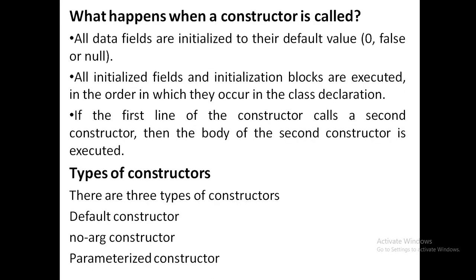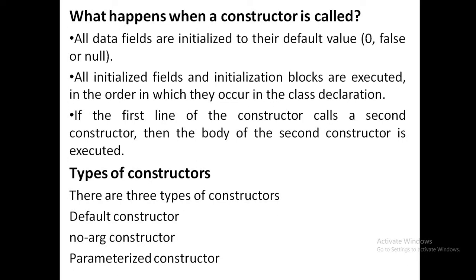What happens when a constructor is called? All data fields are initialized to their default values, that is 0, false, null, etc., based on the data type that is declared for that variable. All initialized fields and initialization blocks are executed in the order in which they occur in the class declaration. If the first line of the constructor is calling a second constructor, then the body of the second constructor is executed.